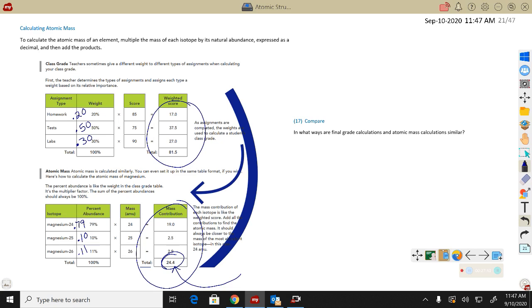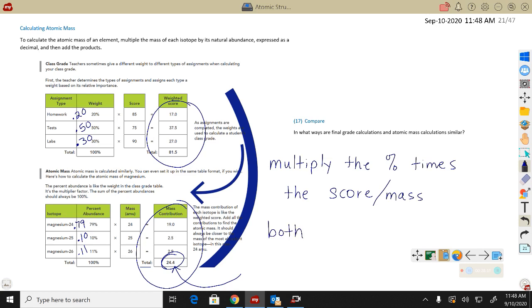Okay, so 17 says to compare, in what ways are final grade calculations and atomic mass calculations similar? And maybe we would say something like, we multiply the percent times, in this case it's either the score or the mass. But they're both weighted averages.